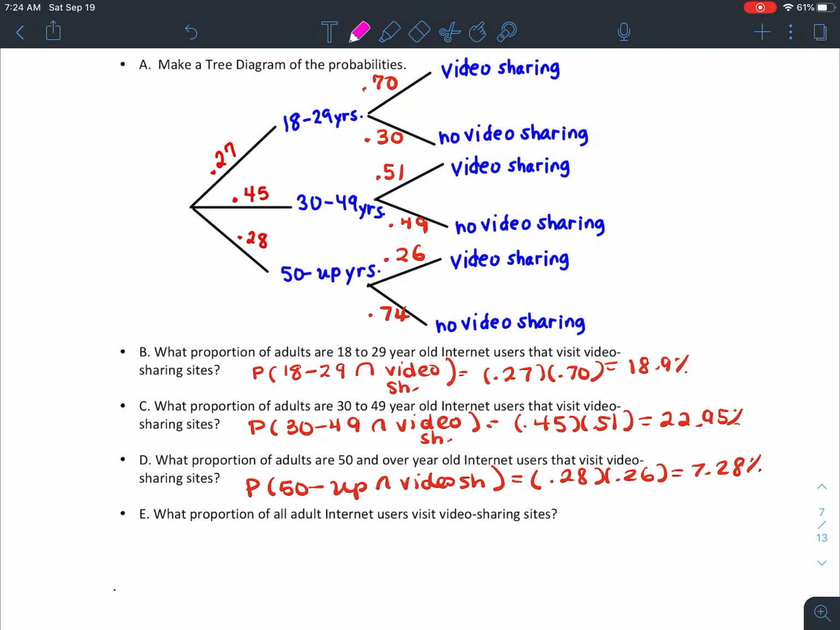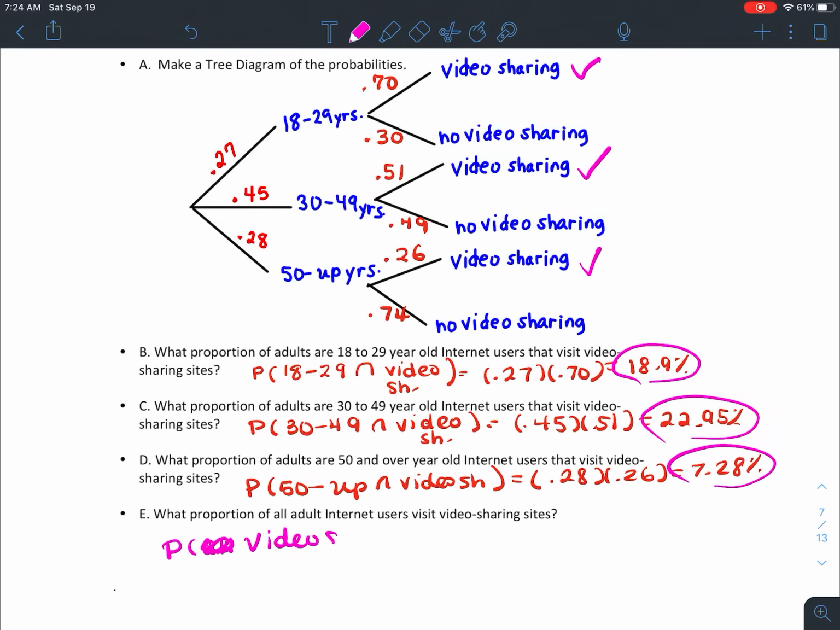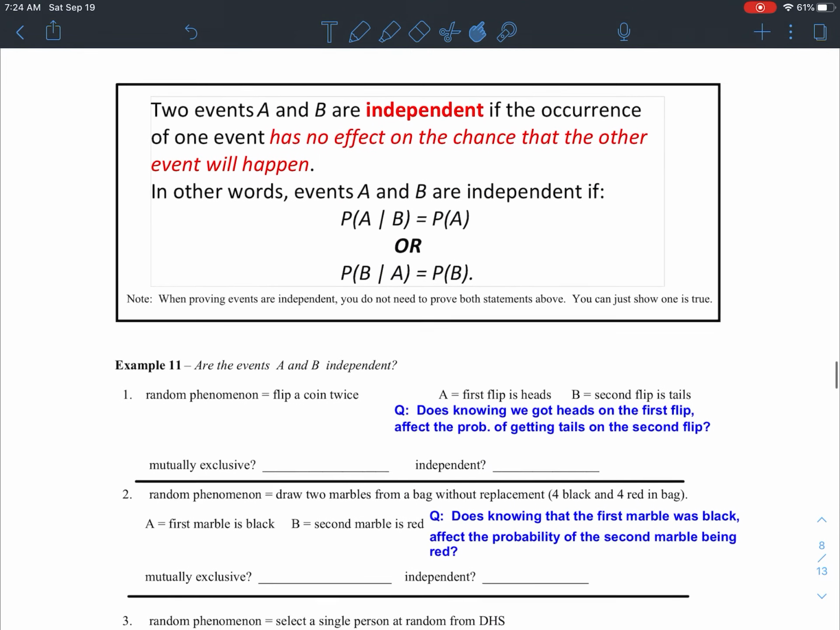Okay, the problem at the bottom says, what proportion of all the adult users visit the video sharing site? Okay, well, that would be having to end here. Video sharing, video sharing, video sharing. That's actually this probability, and this probability all added up together. So we're asking what's the probability that all the adult users are basically participating in video sharing. Okay, and that would be these three values added up for a total of 49.13%.